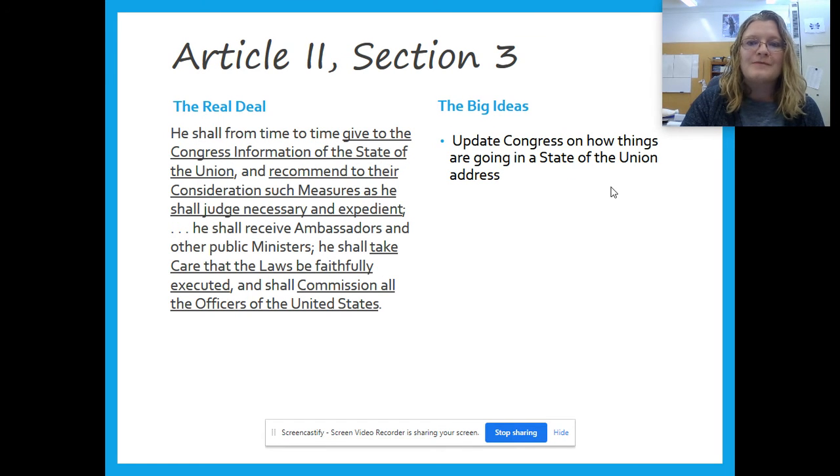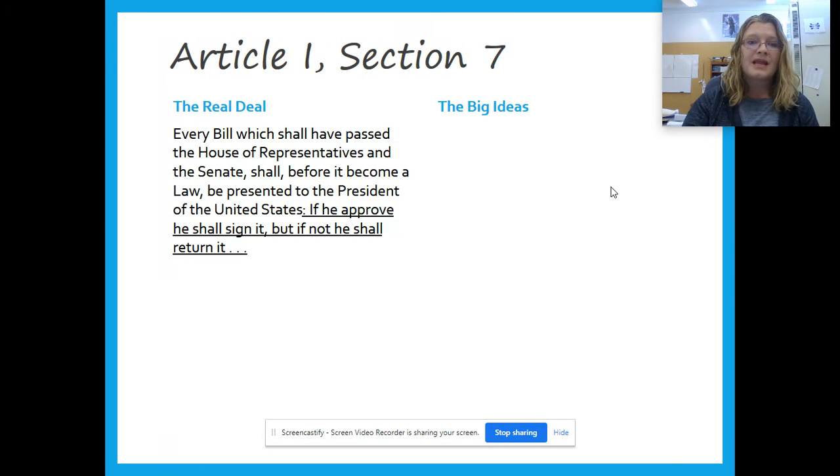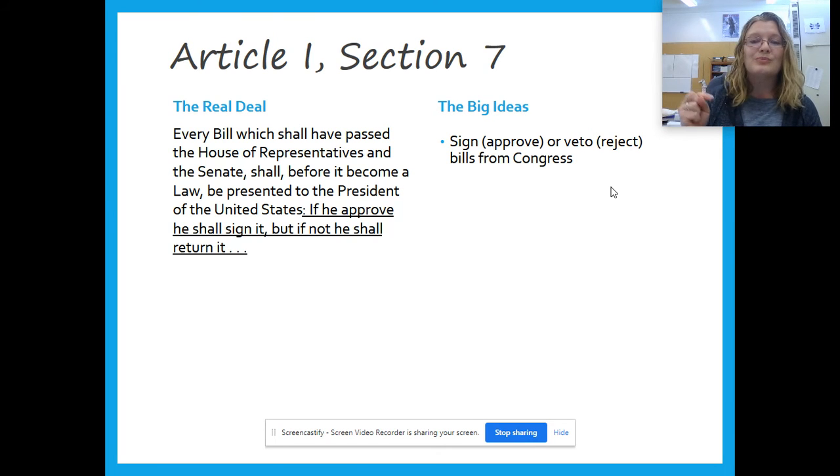Also, in Section 3, he gives a speech called the State of the Union, where he updates Congress and really the whole nation on what's going on. He makes recommendations about what bills or laws should be talked about or passed. And he makes sure that laws are carried out, meaning once they are passed, he makes sure that they are being enforced. And here, at the end of Section 7, he has the ability to approve bills that have been signed or reject them through veto. So that's the checks and balances, making sure the legislature doesn't have too much power.